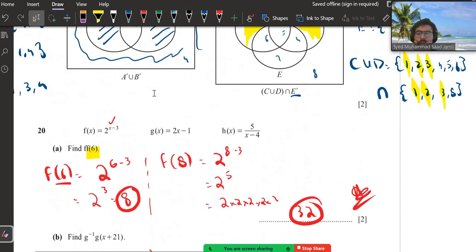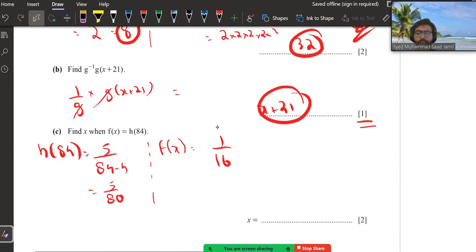So basically, f of x is equal to 1 upon 16. Now what is the value of f of x? f of x is 2 raised to power x minus 3. So 2 raised to power x minus 3 is equal to 1 upon 16. Instead of writing 1 upon 16, I can write this as 1 upon 2 raised to power 4.